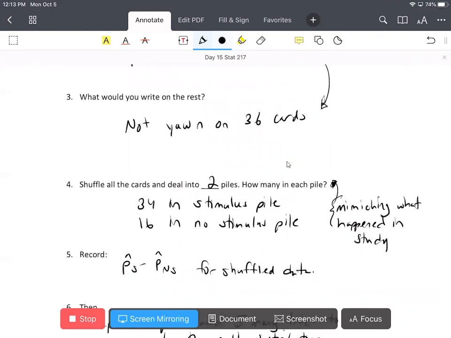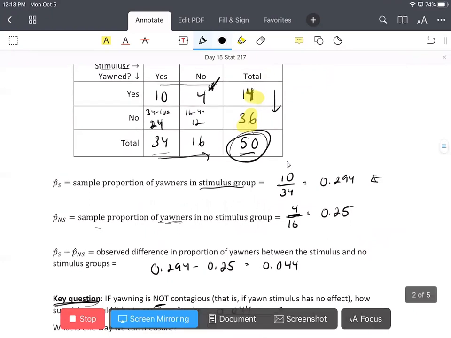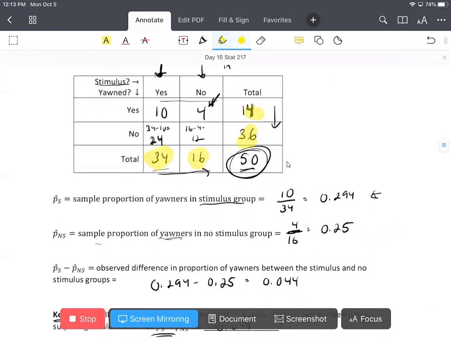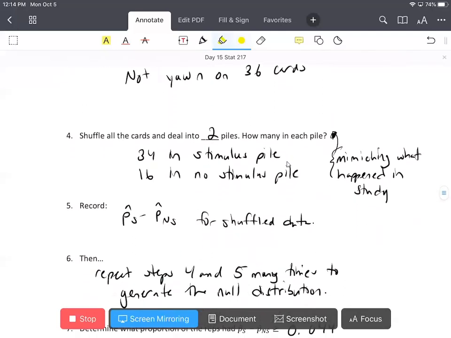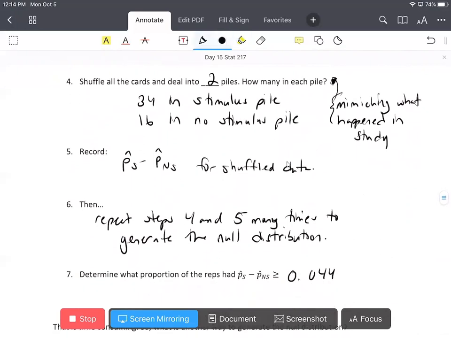So we're going to deal into 2 piles, 34 into a stimulus pile, 16 into a no stimulus pile. Well, how am I going to know that? Once again, I'm going to go back up and look and say, oh, okay, here we go. I know that I've got 34 and 16, because there's 34 in the stimulus pile and 16 in the no stimulus pile. So if you don't see that, make sure you go back up and double check where we got those from.